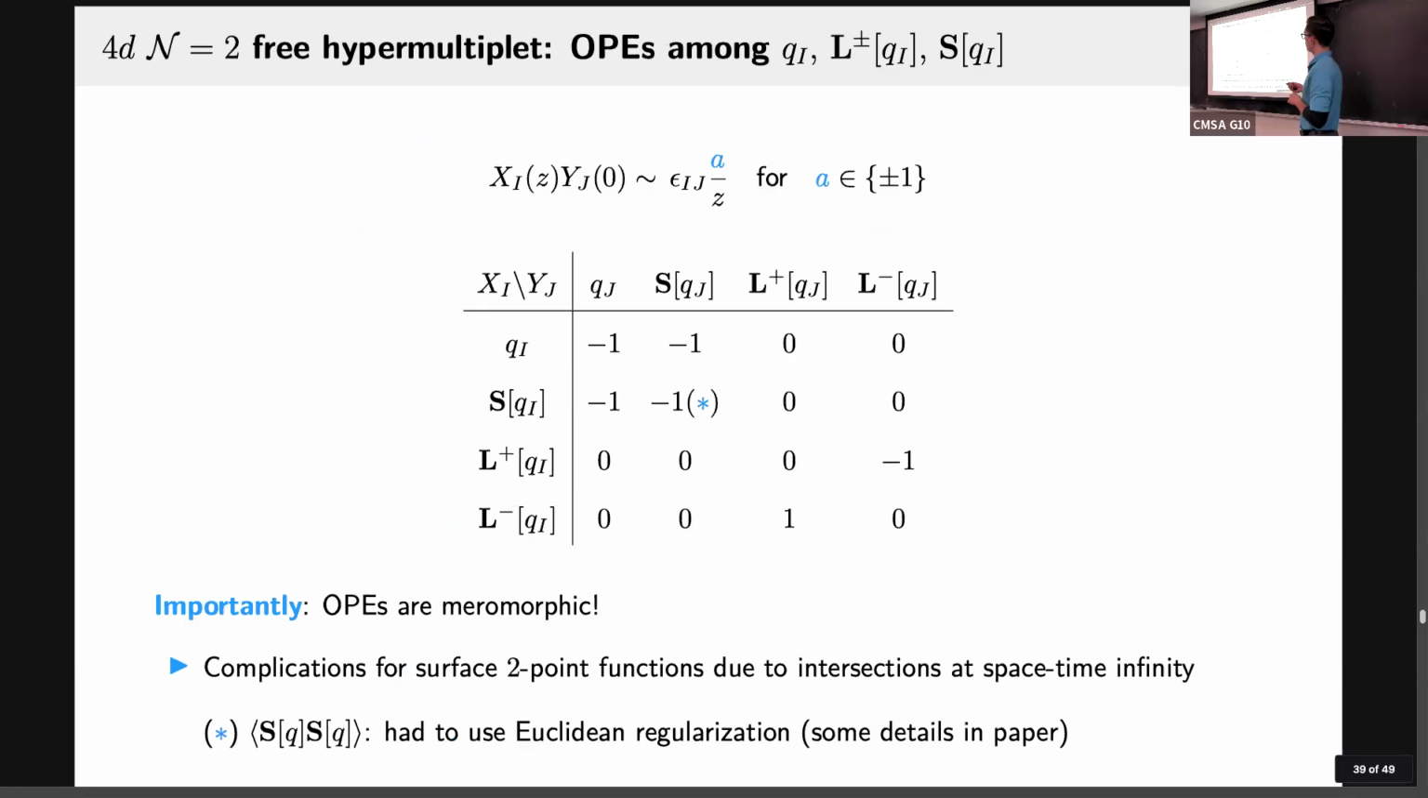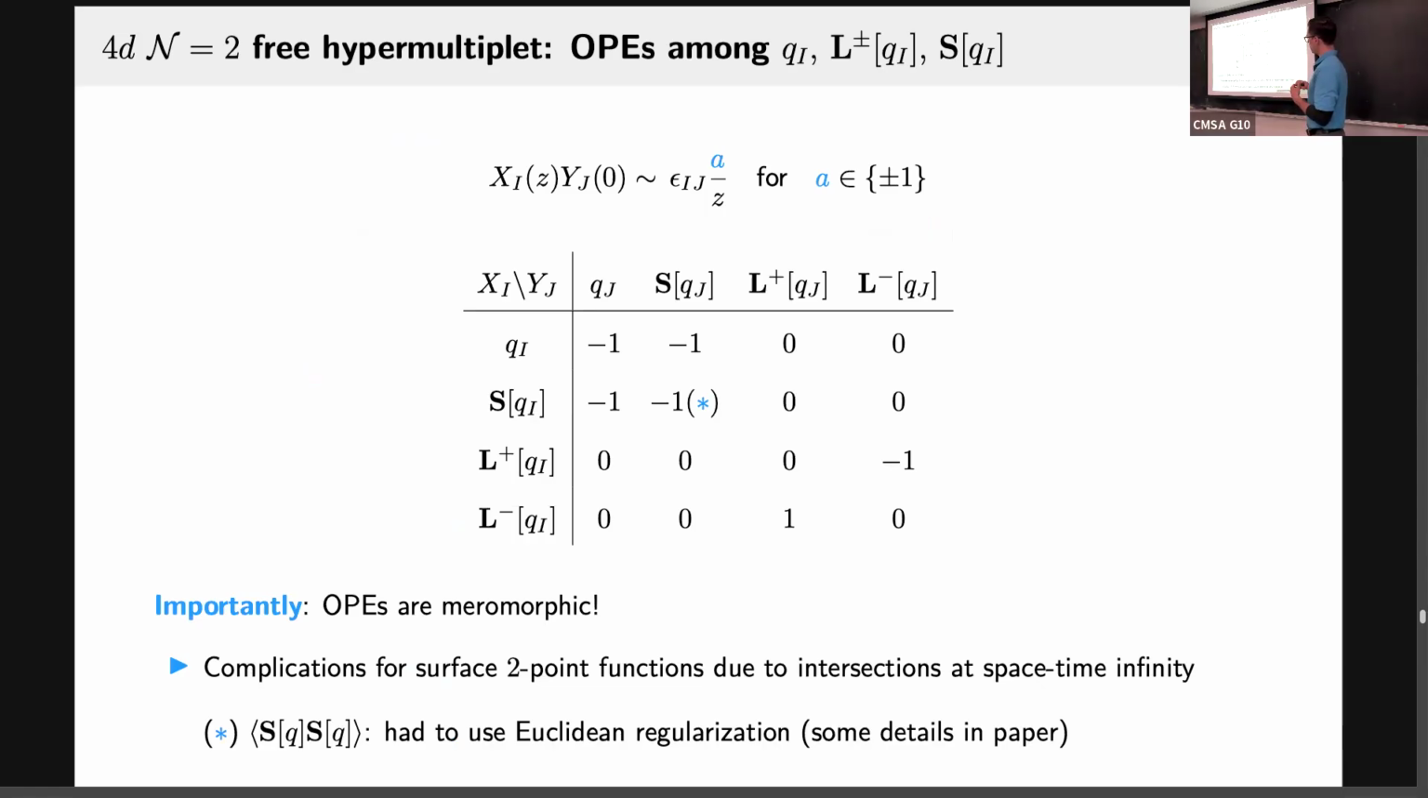Okay, so first here, I'm just going to, like I said, flash up some of these tables. In the first case, I'm just showing you the OPEs between the QIs and their descent operators amongst each other. And the first thing to point out is that all the OPEs are meromorphic, as we hypothesized that they should be, just based off the algebraic properties that they satisfied.